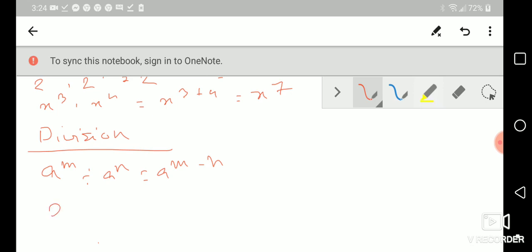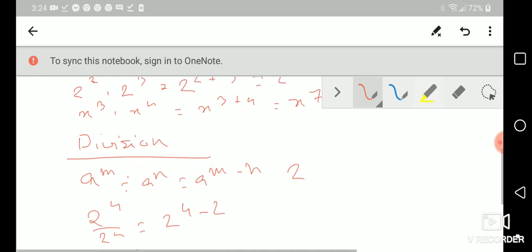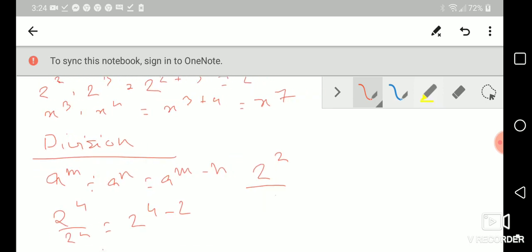For example, if you have 2 to the power 4 divided by 2 to the power 2, you can write 2 to the 4 minus 2. So you subtract the exponent of the denominator from the exponent of the numerator. So let's say if we have 2 to the power 2 divided by 2 to the power 4, it's going to be 2 to the power 2 minus 4, which is equal to 2 to the power negative 2.